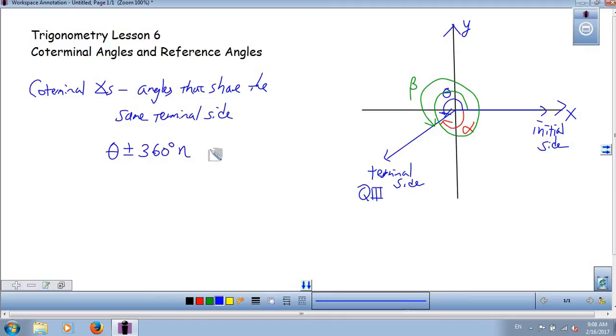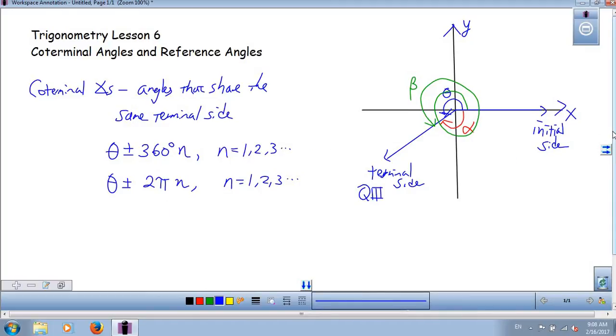Okay, so it's 360 degrees times n. And what does n represent? N would be simple numbers: integers like 1, 2, 3, or 4 or 5. This means that I'm adding or subtracting a multiple of 360 degrees, or I'm adding or subtracting a multiple of 2 pi. Okay, so n can be 1, 2, and 3, so on and so forth.